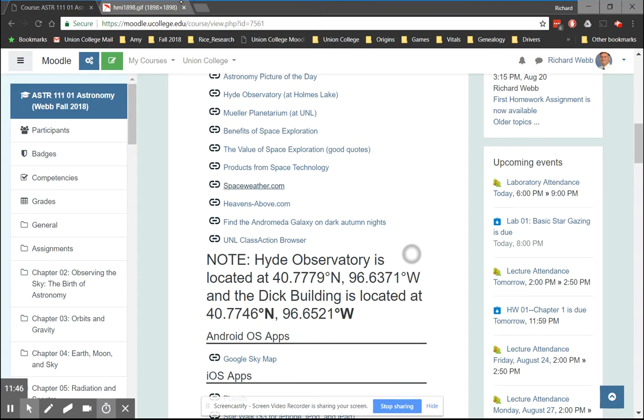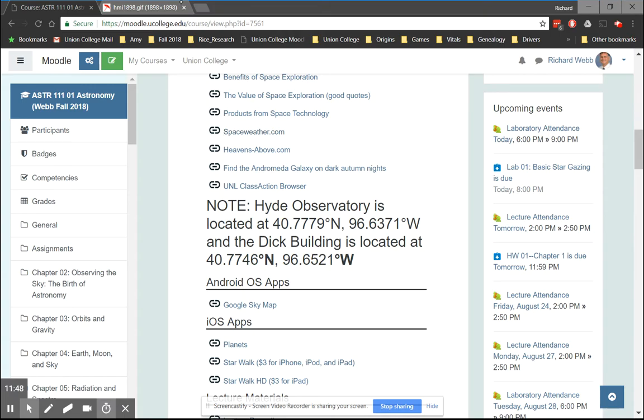Heavens Above, if you ever go out and you're like, I want to see a satellite, I wonder if there's any satellites that will be out tonight. Heavens Above is a website that will tell you any satellites that will pass over, when you can see them, where to look, how bright they will be. So it's really cool.